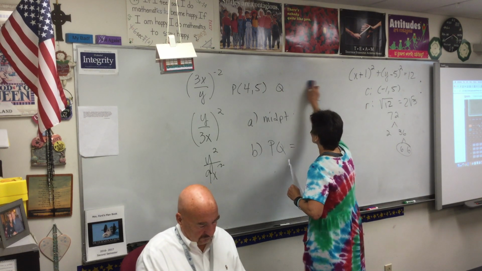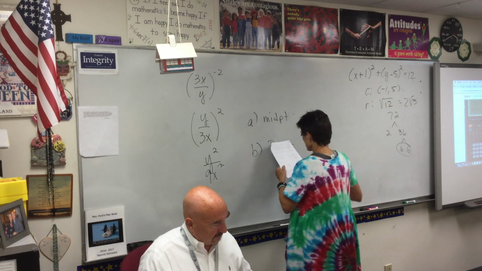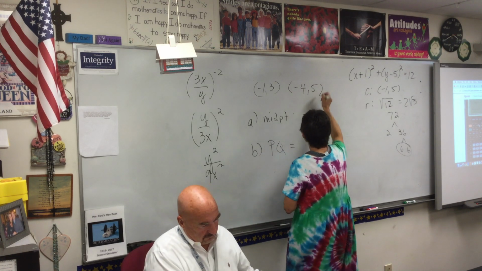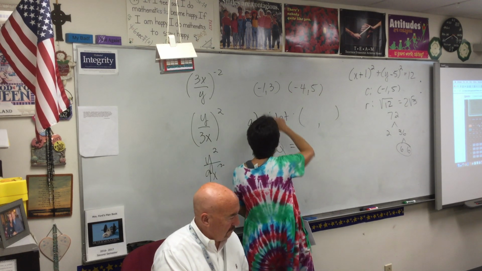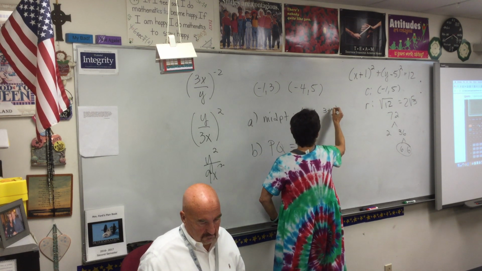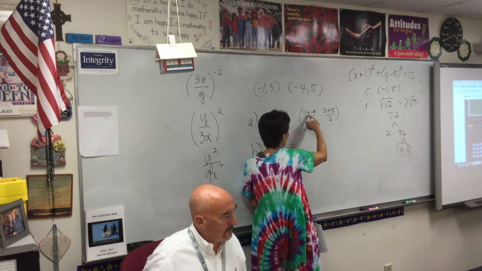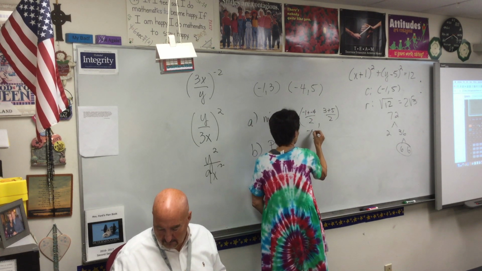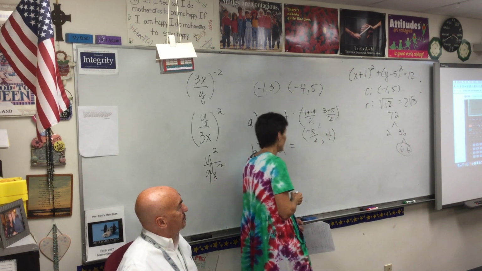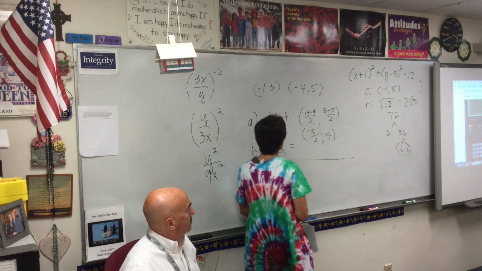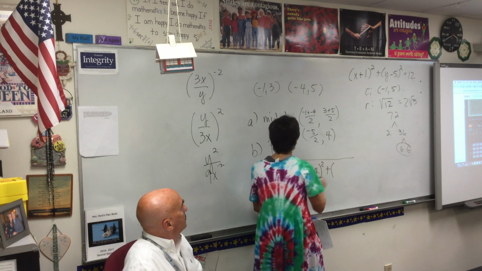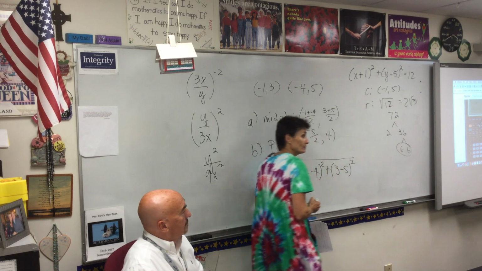The A part. Okay, so our points are -1, 3, and -4, 5. So midpoint is average. So -1 plus -4 and 3 plus 5 divided by 2. So -1 plus -4 is -5. And then that is just 4. So there's our midpoint. Then our distance will be -1 minus -4 squared and 3 minus 5 squared.